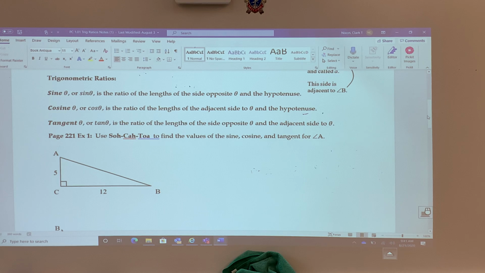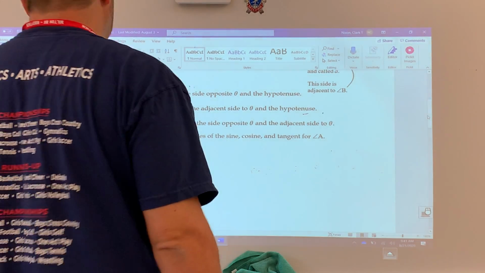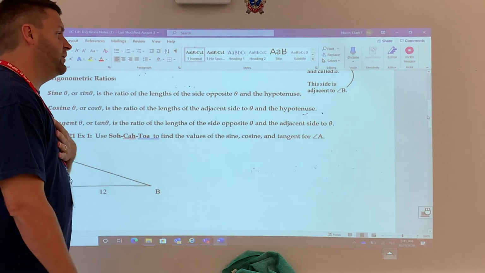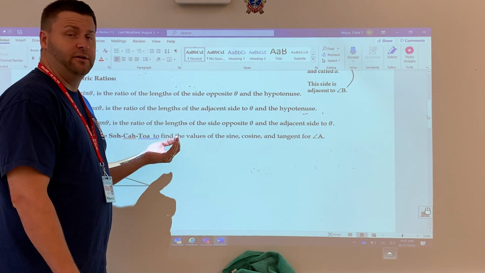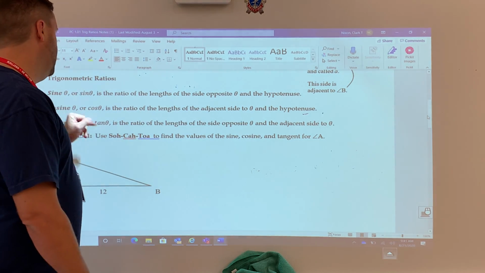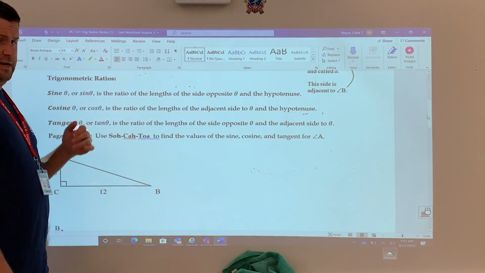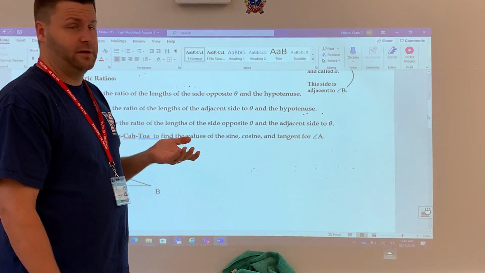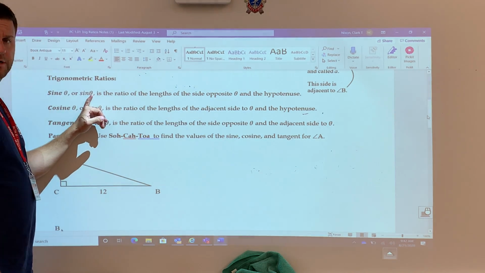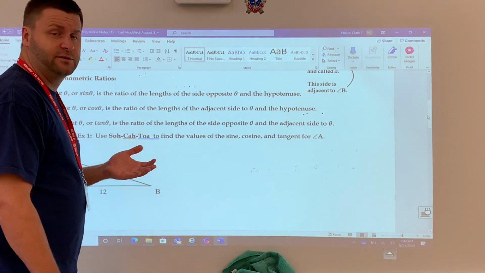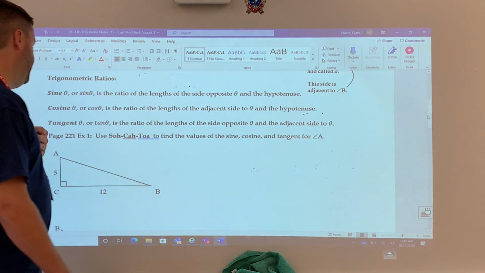All right, so trigonometric ratios. What are those? That's sine, cosine, and tangent, right? Sine is the ratio of the lengths of the side opposite and the hypotenuse. Hence, in SOHCAHTOA, sine, opposite over hypotenuse, okay? Cosine, or cosine theta. Now, guys, theta is just another symbol for angle. It's a Greek symbol here, theta. You'll see me use that a lot when we're trying to solve for angles on next Tuesday, okay?